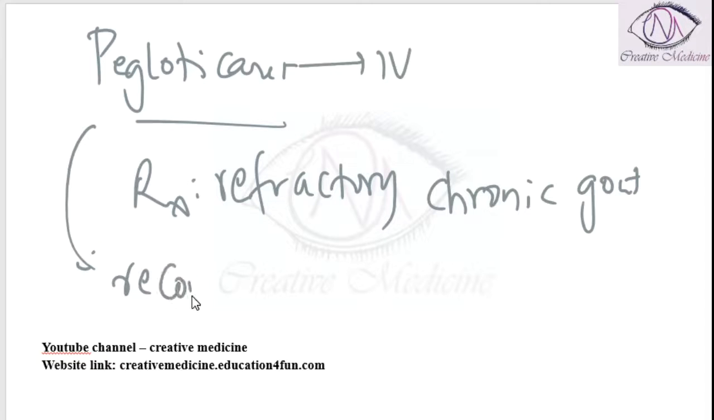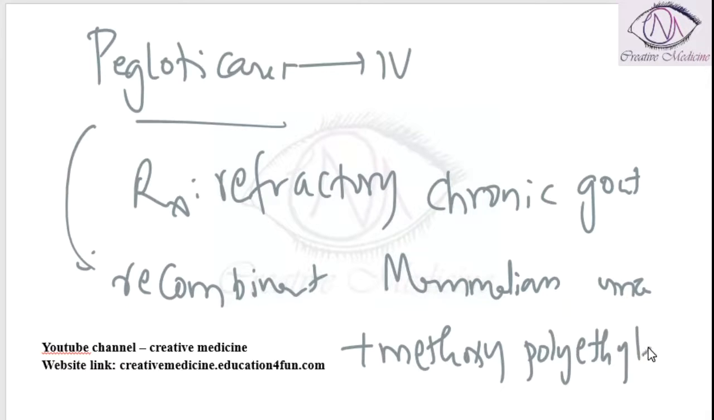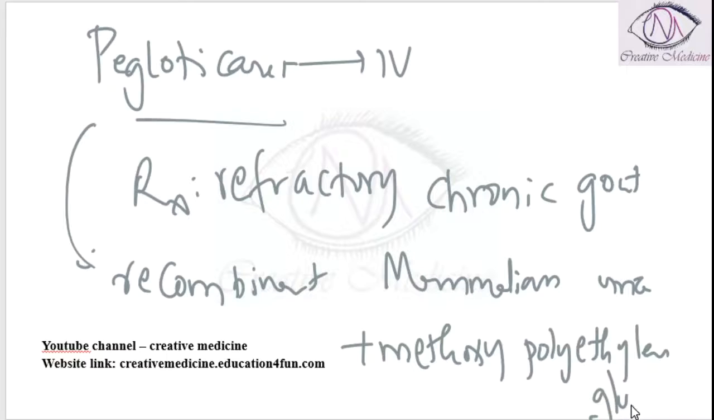This pegloticase is a recombinant mammalian uricase, which is covalently attached to methoxypolyethylene glycol.